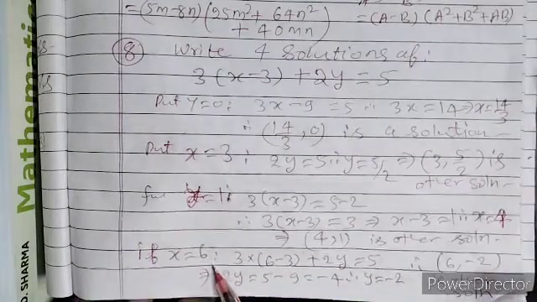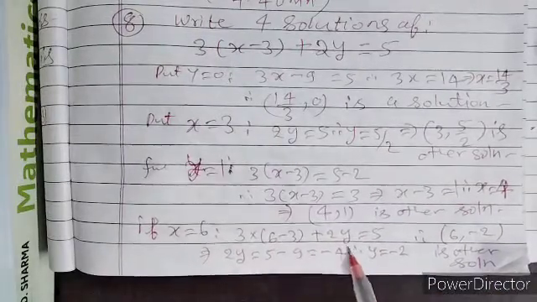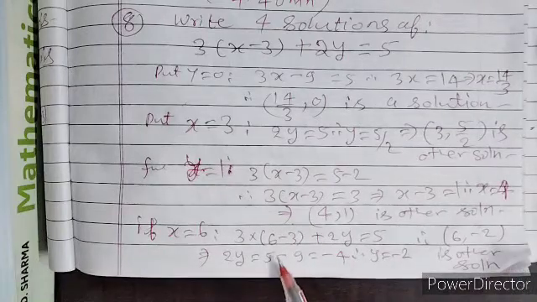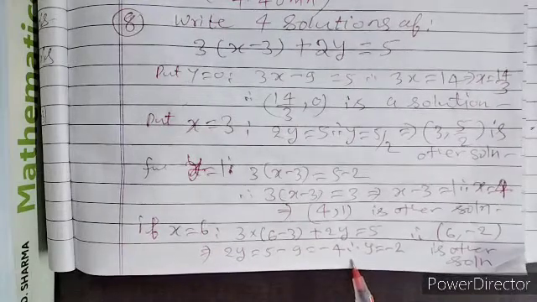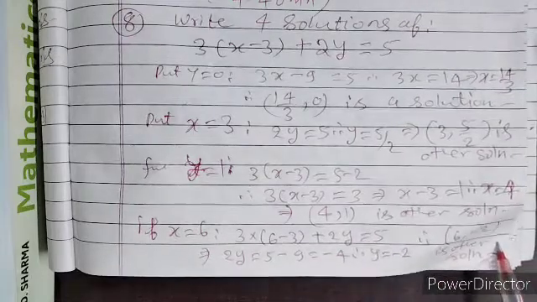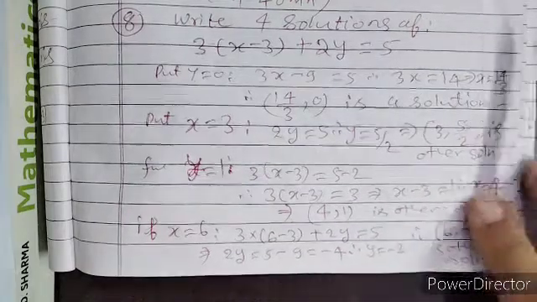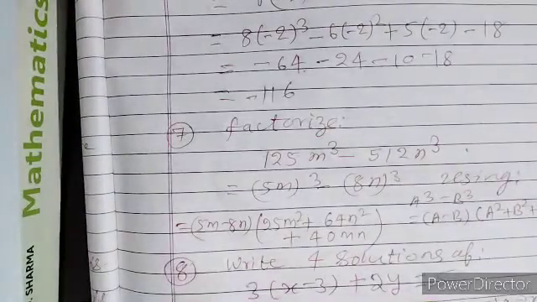Now if you put x equal to 6, so what you get? 3 into 6 minus 3 plus 2y equal to 5. So 2y is equal to 5 minus 9, that is minus 4. This implies that y equal to minus 2. Therefore (6, -2) is another solution to the given linear equation in 2 variables. But while you make the graph, you have to think that solutions in fractions should not come when you make the graph.